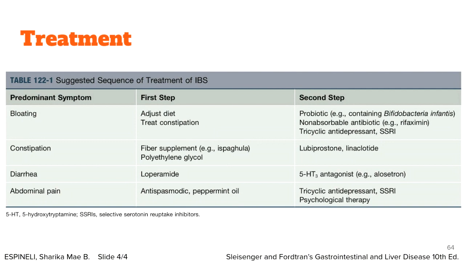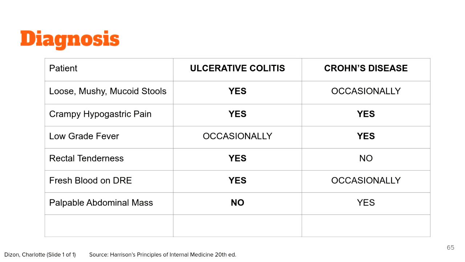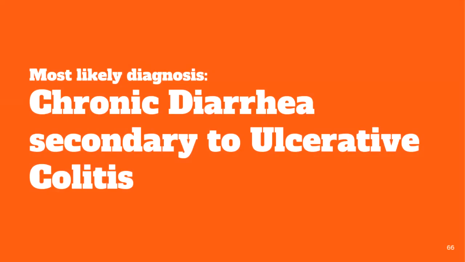Okay, so the last member of the group. Okay po, Doc. So for the diagnosis of the patient, because of the blood streak stools and the blood on the DRE and the rectal tenderness, it is more pointing to inflammatory bowel disease, and as to the two types, ulcerative colitis and Crohn's disease. Because of the rectal tenderness, which states that meron pong rectal involvement, which is not seen in Crohn's, the most likely diagnosis is chronic diarrhea secondary to ulcerative colitis po, Doc.